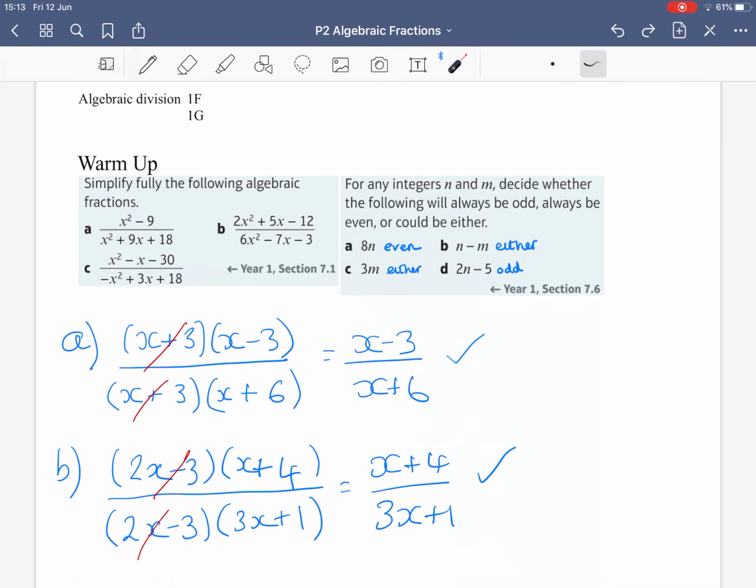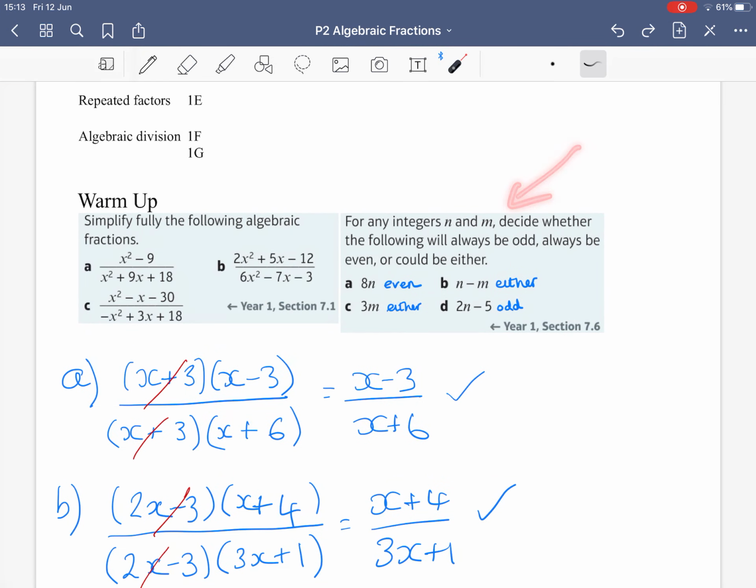Okay, back to this question here. It says for any integers n and m, decide whether these will be odd, even, or either. So this here must be even, because when you're multiplying by 8, that means you're multiplying by 2, so it must be even. If you do an odd minus an even or an even minus an odd, you could end up with an odd or an even, so it's an either. This one can be either.